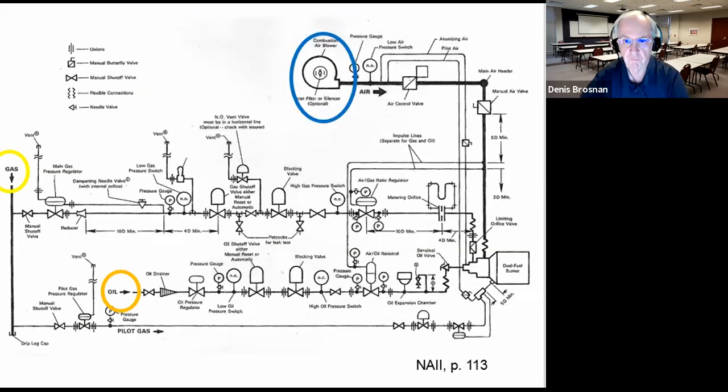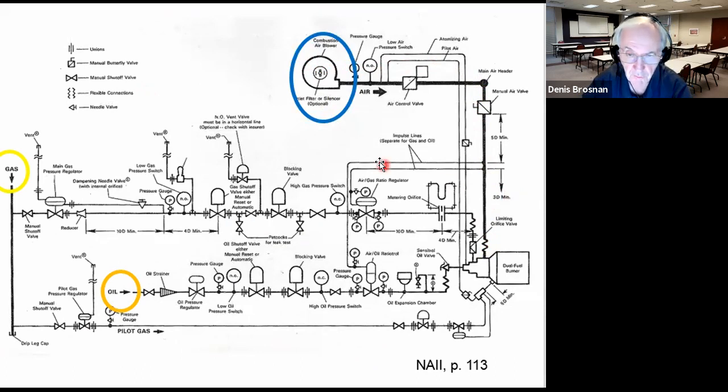So here's the whole system. This is from the North American Combustion Handbook, the second combustion handbook, volume 2, page 113. And so we've got the blower supplying air over here to the burners. If you look carefully, you're going to see that it's also supplying air to the pilot lights in the system.